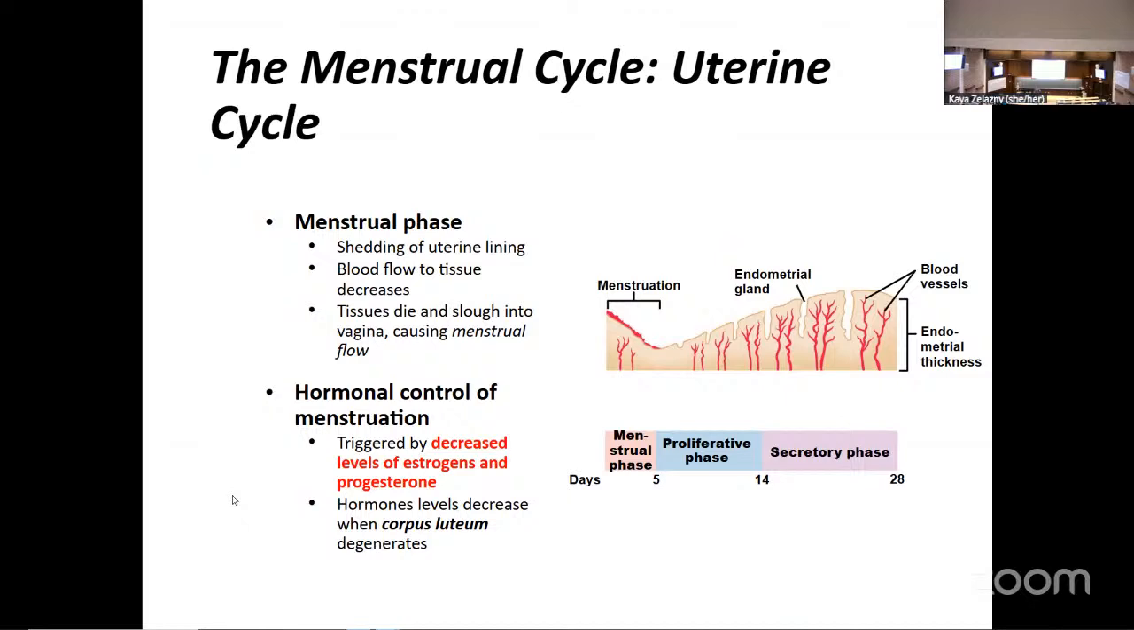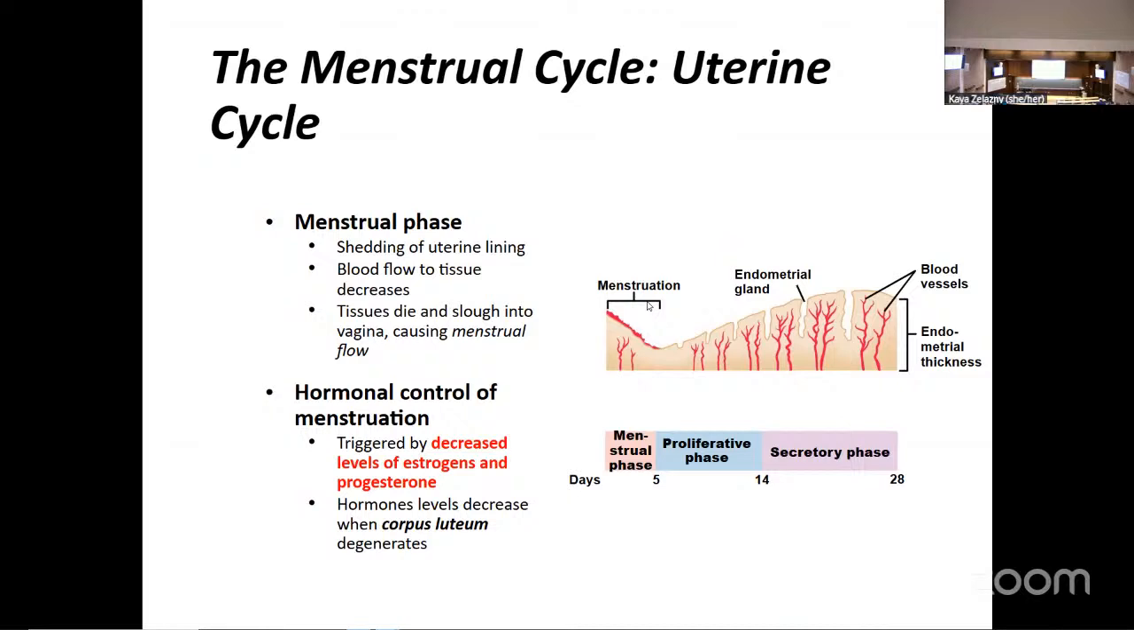So we have the tissue that's coming off the inside of the walls of the uterus, and also some blood, right? Because it's also kind of like ripping away from the wall a little bit. So there can be a little bleeding in addition to the actual lining itself there. So that's physically what's happening here with the menstrual phase.